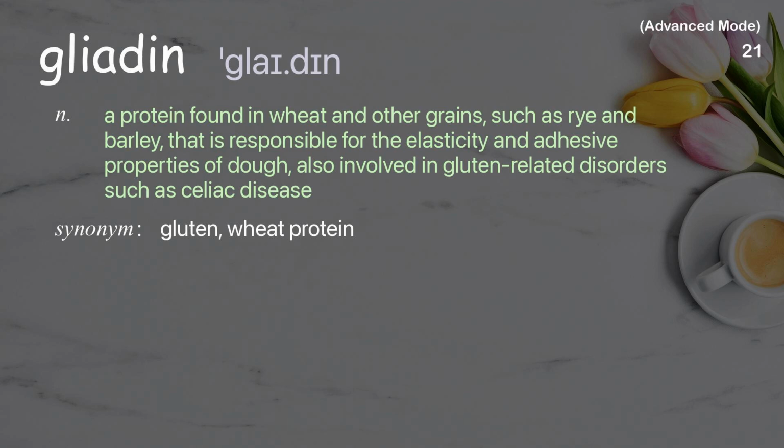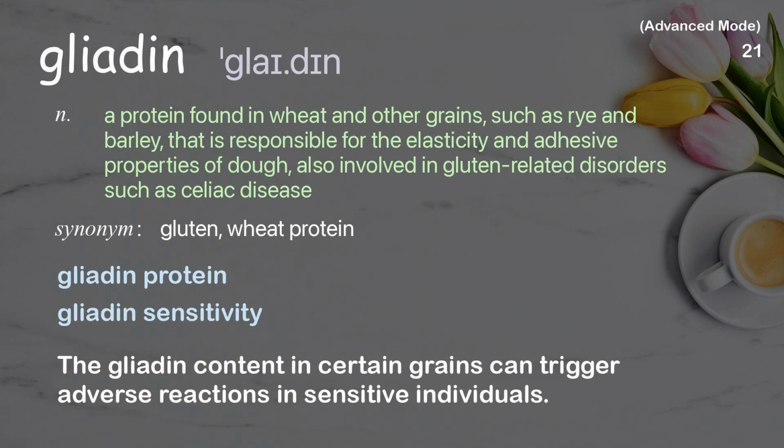Gliadin. A protein found in wheat and other grains, such as rye and barley, that is responsible for the elasticity and adhesive properties of dough, also involved in gluten-related disorders such as celiac disease. Examples: Gliadin protein, gliadin sensitivity. The gliadin content in certain grains can trigger adverse reactions in sensitive individuals.